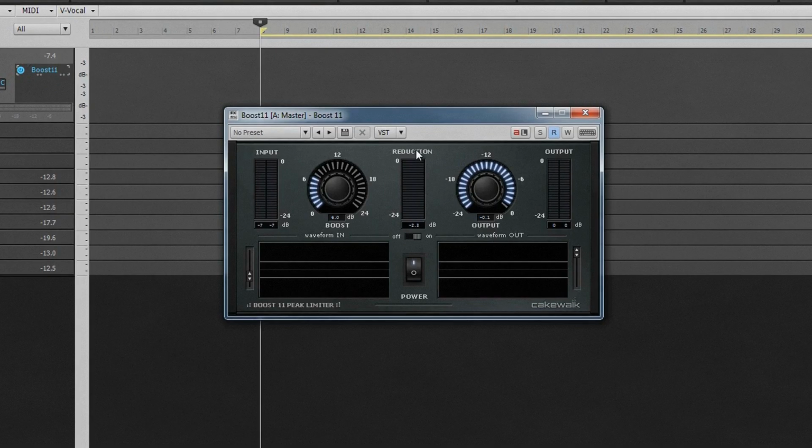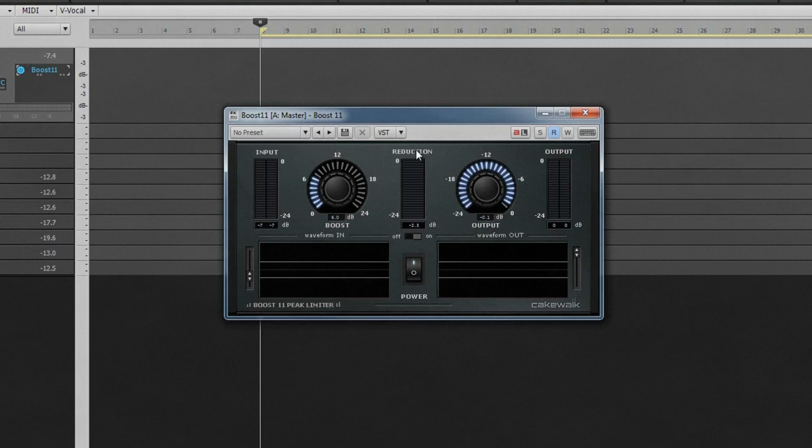Boost 11 is one such limiter and uses a very simple interface. It works by looking ahead at incoming material, so it knows in advance how much compression needs to take place to prevent clipping. This means that there is latency of around 1.5 milliseconds introduced when using this plugin.